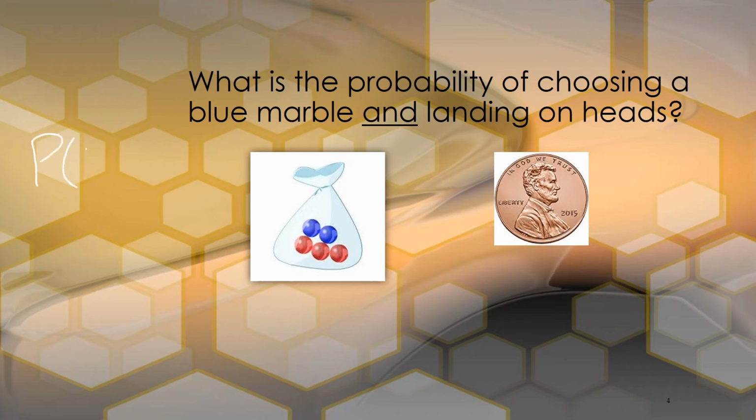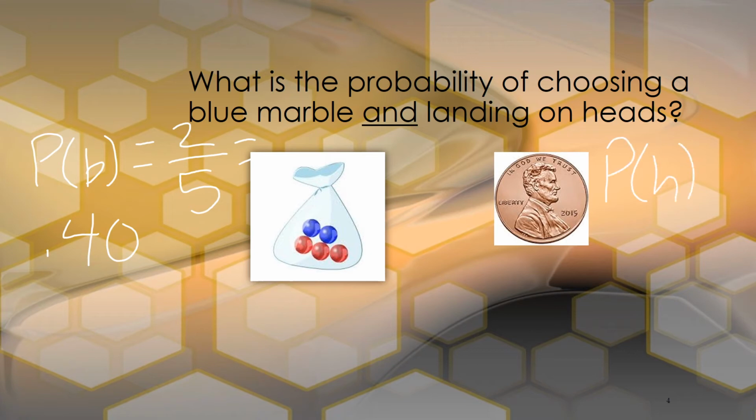So the probability of B equals 2 over 5, which would be equal to 0.40. And the probability of flipping heads equals 0.5 because we know there's a 50-50 chance.